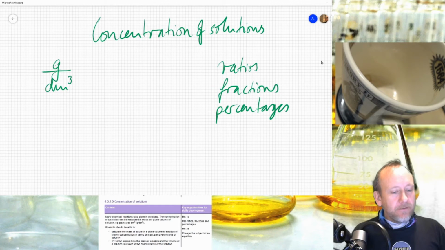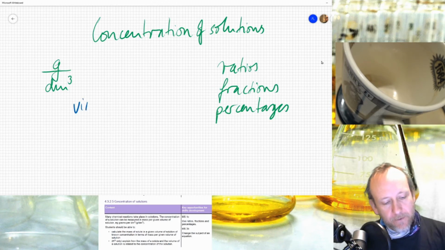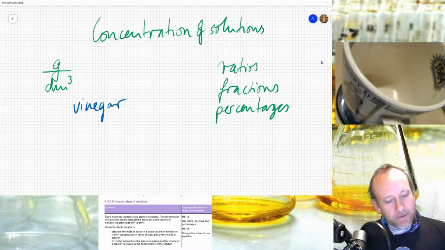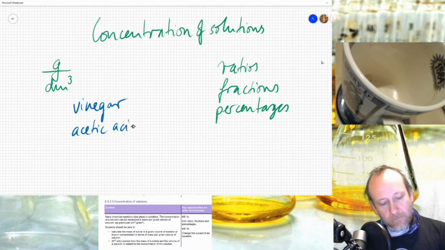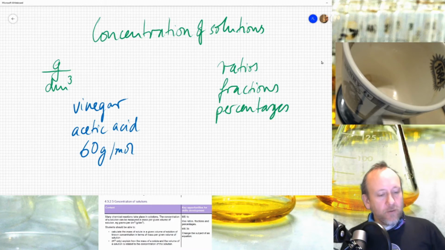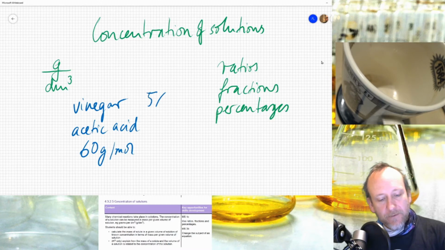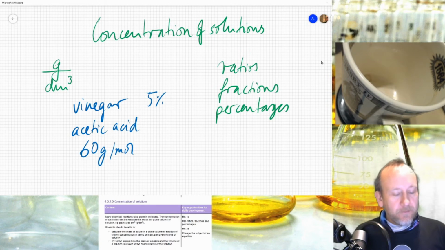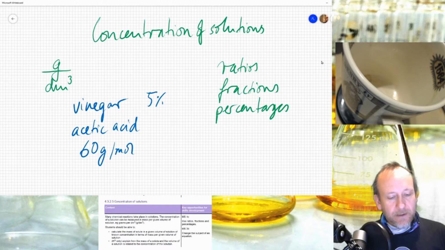Let's look at something like, for example, vinegar. Vinegar is a solution of acetic acid, and acetic acid has a molar mass of 60 grams per mole. Normally vinegar is about 5%. So we can work out how much acetic acid there is in 1 liter of water.